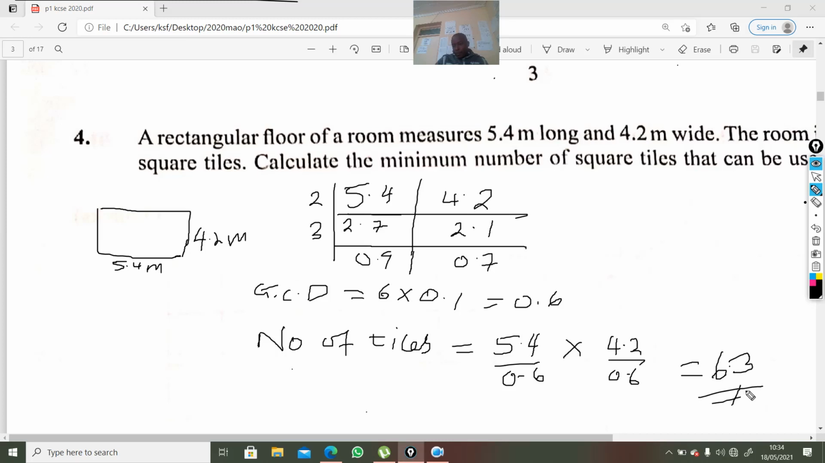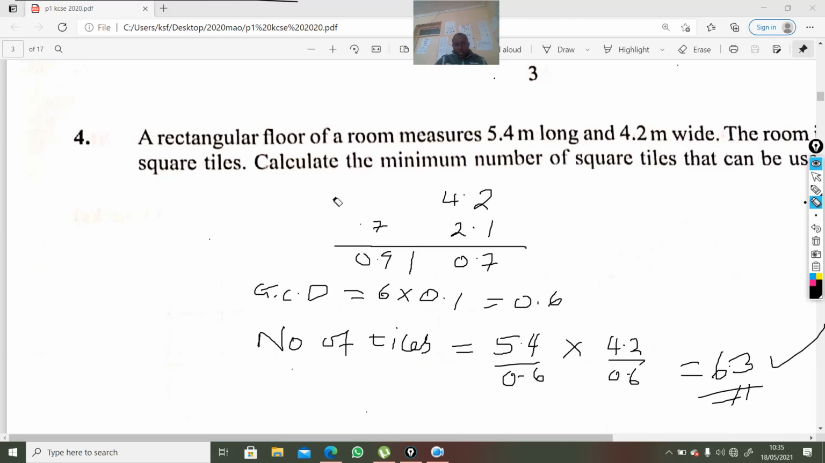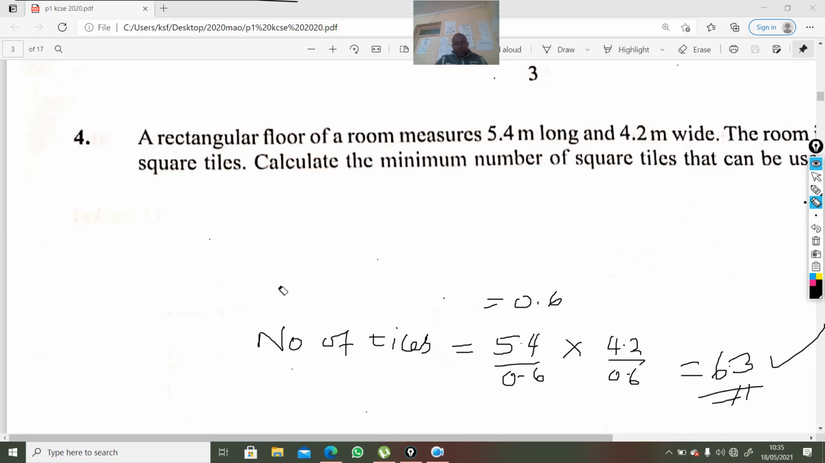So those were the number of tiles. Just multiply using your calculator, you'll find them to be 63. So that is what you are required to do. We move further and do the next question, that is question number 5.